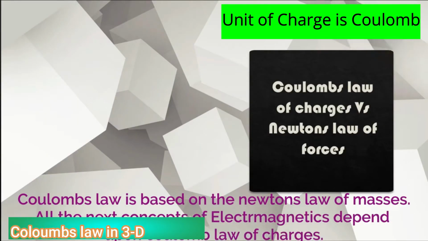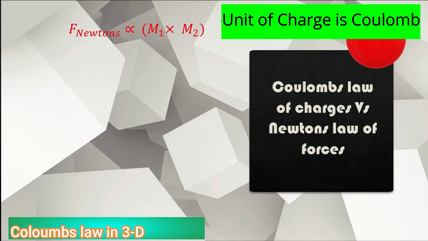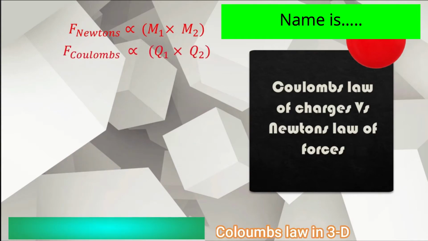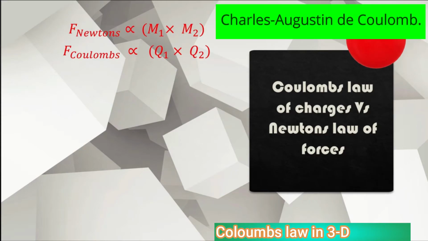Let us now compare Coulomb's law with Newton's law. Newton's law gives the relation between two masses. It states that the force between two masses is proportional to the product of the masses. On similar lines, Coulomb's law gives the relation between two charges. It states that the force between two charges is proportional to the product of the charges.